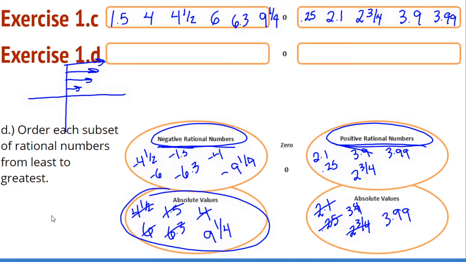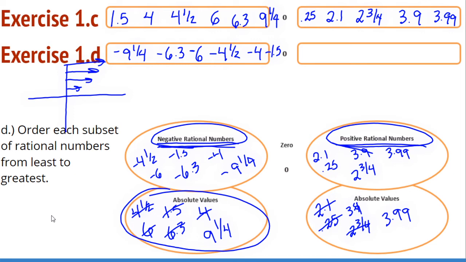So looking at these rational numbers, negative 9 1/4 is going to take me farthest from 0 in the negative rational numbers. The next farthest is going to be negative 6 3/10, and then negative 6, and negative 4 1/2, and negative 4, and negative 1 5/10, with 0 in the middle.